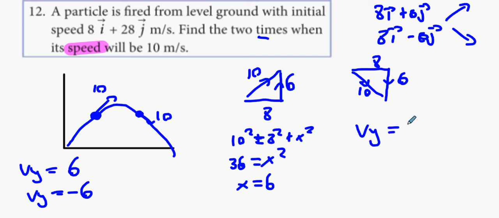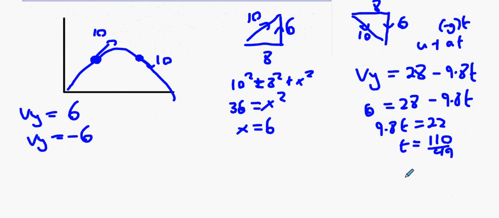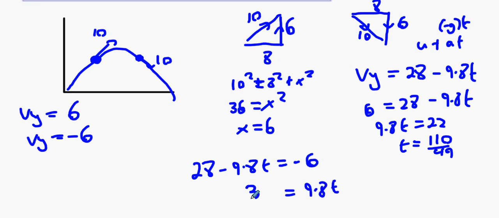Py is 28 minus 9.8t, using s equals ut plus half at squared. Finally, 6 equals 28 minus 9.8t. 9.8t equals 22. 22 divided by 9.8 is 110 over 49. And then you can also do it equals minus 6. And you get 9.8t equals 34. 34 divided by 9.8 is 170 over 49.